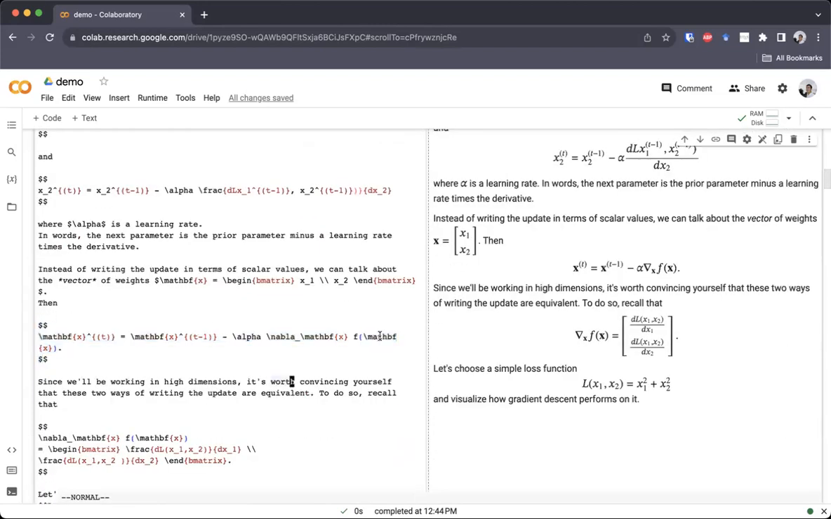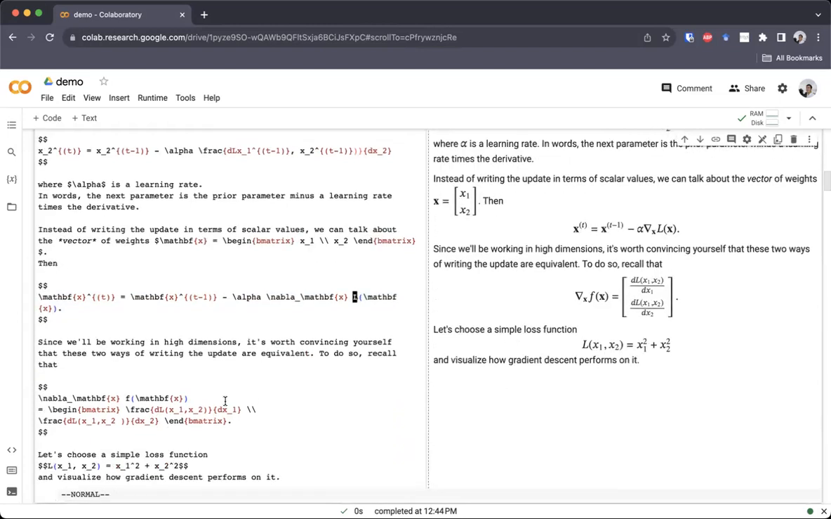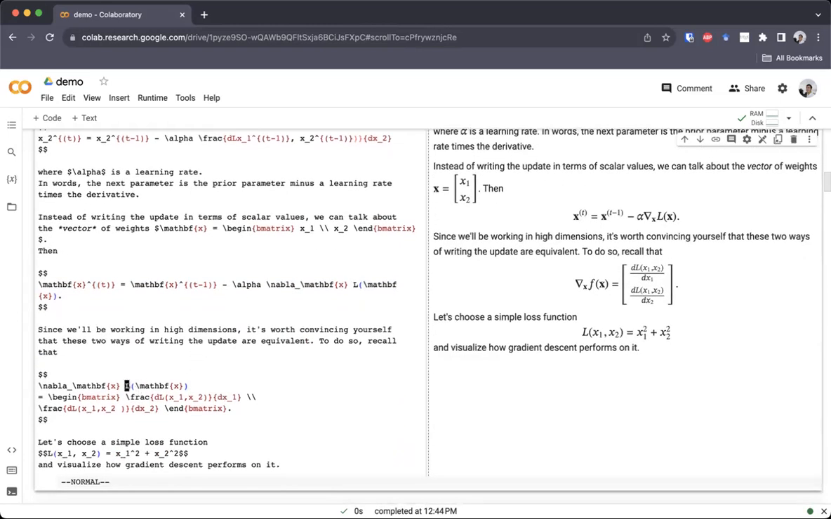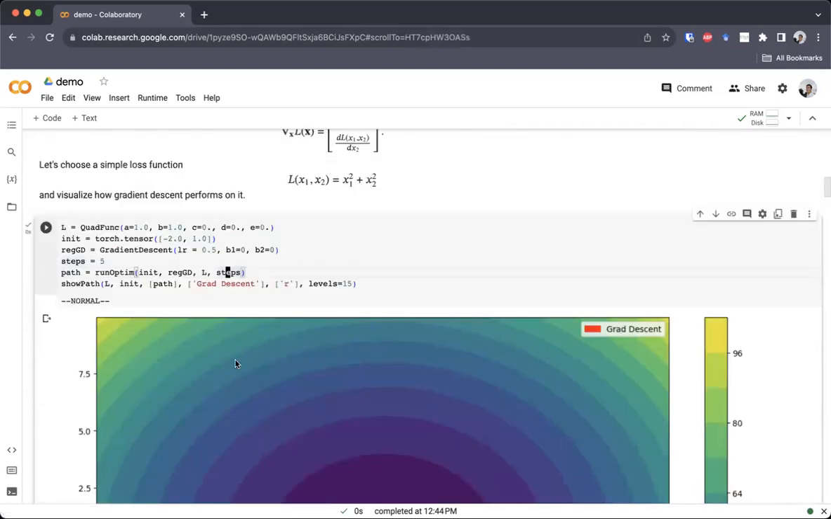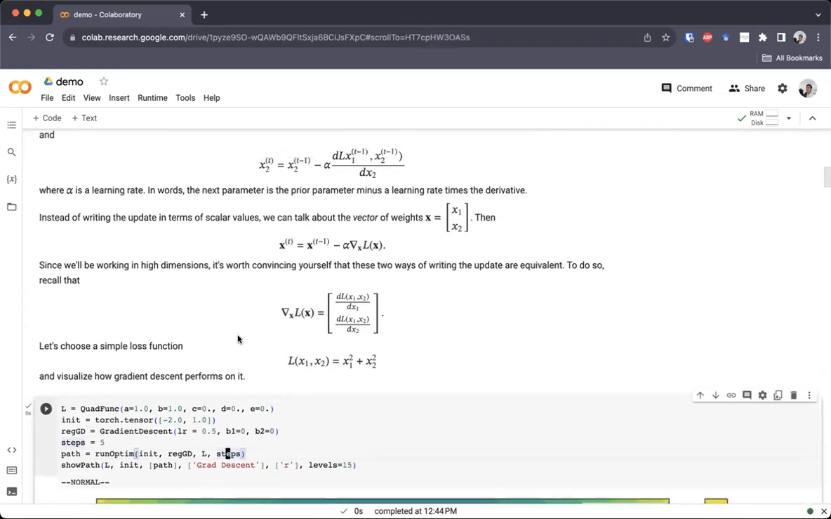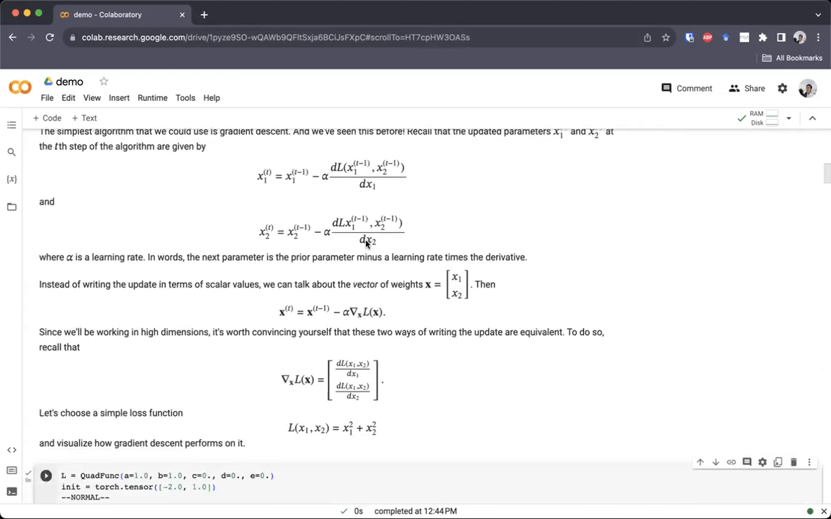Sorry, I used f, but really this should be L. Did I correct it in both places? No, not yet. Okay, cool. I apologize. So if you're wondering what f is, you were correct. I didn't define it. It's in terms of this loss function. Did I do it correctly here?